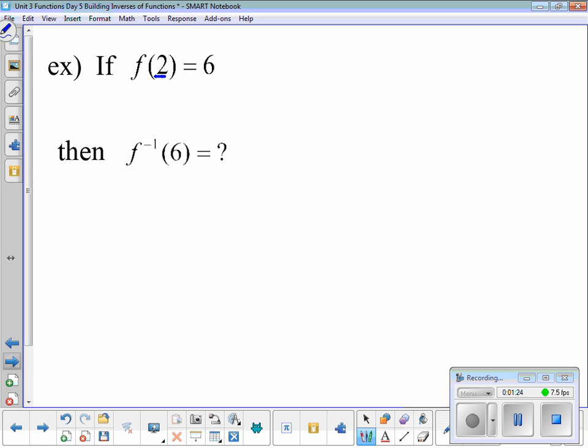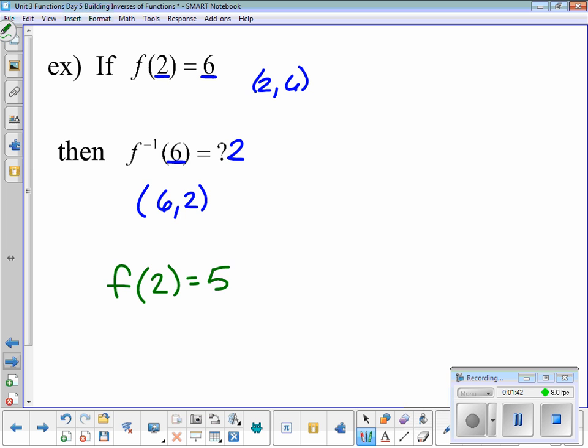Okay, so now we're going to talk about that same idea. If you know that on the original function, f of 2 is 6, which is the ordered pair 2, 6, the inverse function then's going to have the pair 6, 2. So if I plug 6 into the inverse, I should get 2. So go ahead and see the idea on this one. If I know f of 2 is 5, what's f inverse of 5? It should be 2. They are the opposite, okay? Inverse is kind of the opposite.